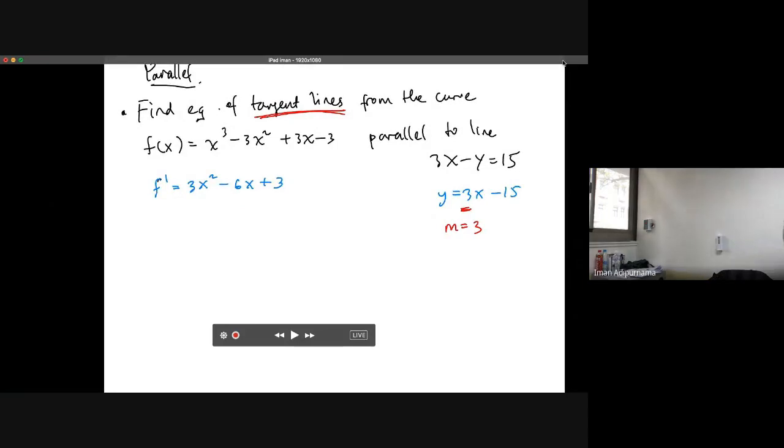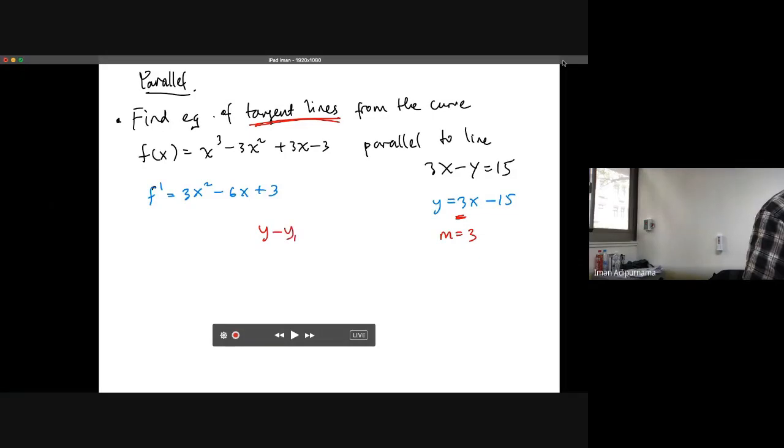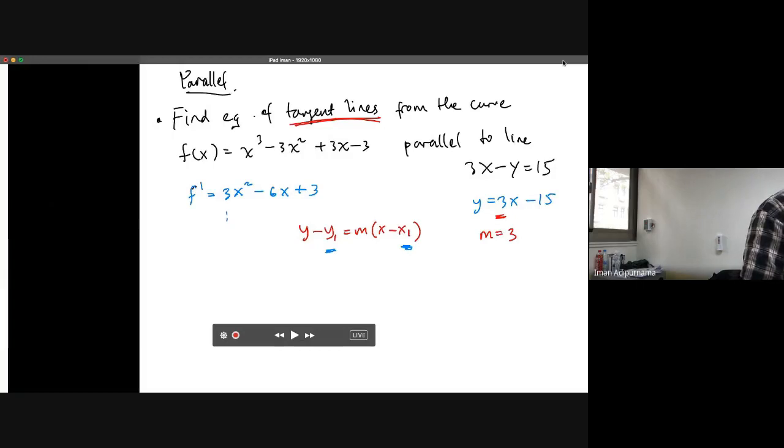But what else do we need to find? Remember that when you want to make a tangent line, at least you need to know the x and y position. Because you already know the gradient is 3, you need to find the position. From your derivative, you can find the solution for x.